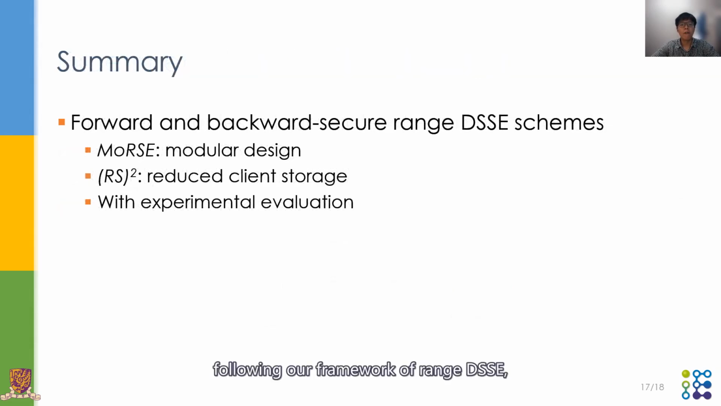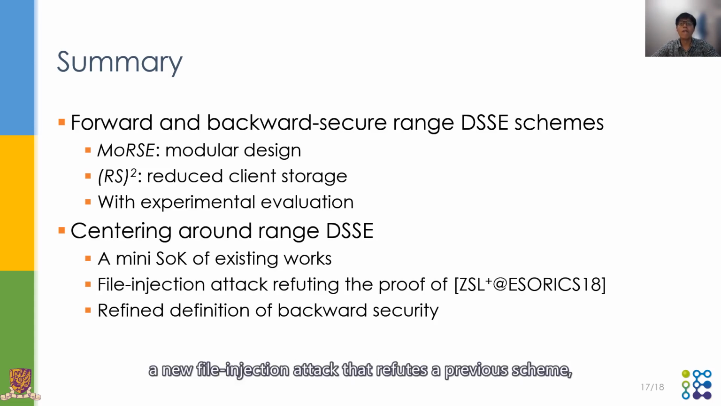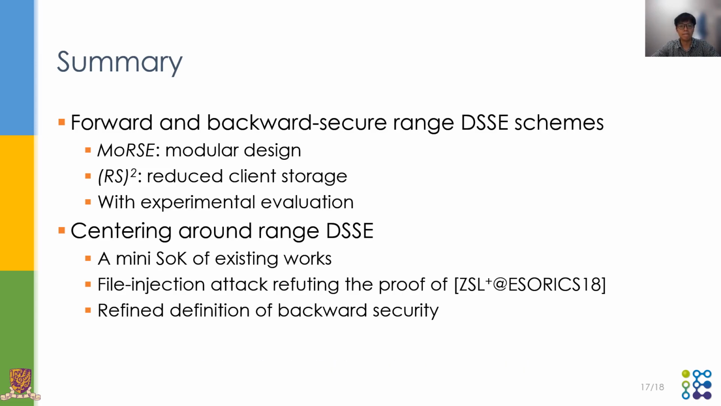To sum up, following our framework of range DSSE, we propose a modular construction that avoids design-specific problems of prior works, and a specific construction with reduced client-side storage. Both of them realize forward and backward security and practical efficiency. In addition, centering around range DSSE, this work provides a mini SoK of existing work, a new file injection attack that refutes a previous scheme, and a refined definition of backward security.